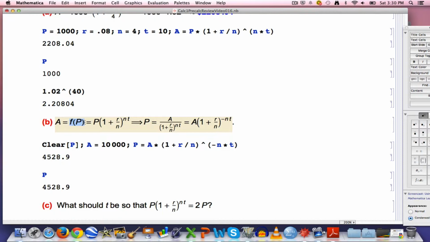F of p represents the output of the function when the input is p. P is called the input or the independent variable. A is the name for the output, the accumulated balance. That is the dependent variable. Again, f is just the name for the function.